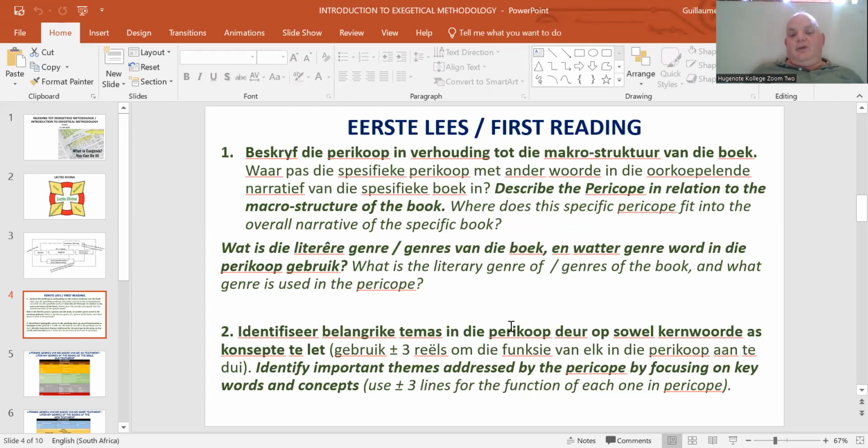This is a very nice exercise that will take quite a while, and you're going to read the text over and over. So please don't rush to get it finished. Using 3 lines for the function of each, you're going to try to establish what this repetition is, or what this frequent usage of this word is, or what this strange word that doesn't fit into the rest of the pericope is. What does it contribute? And there the broader context will help you, and the literary genre will help you.